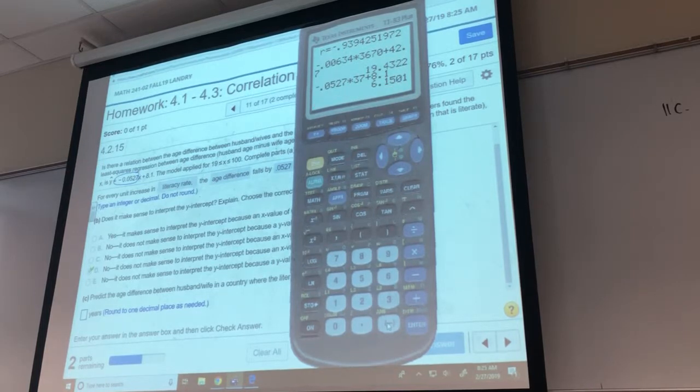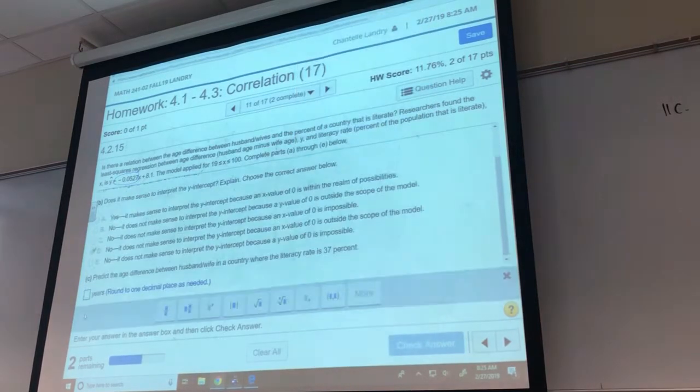And I get 6.1501. And I'm rounding to one decimal place, so that would round to 6.2.